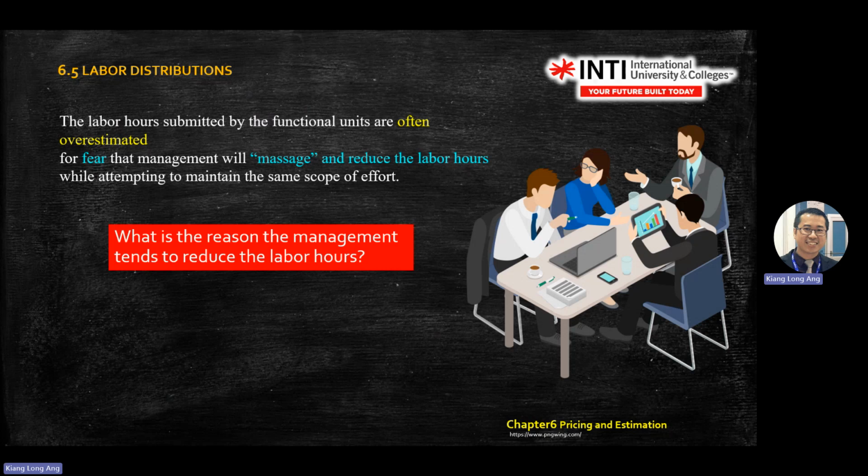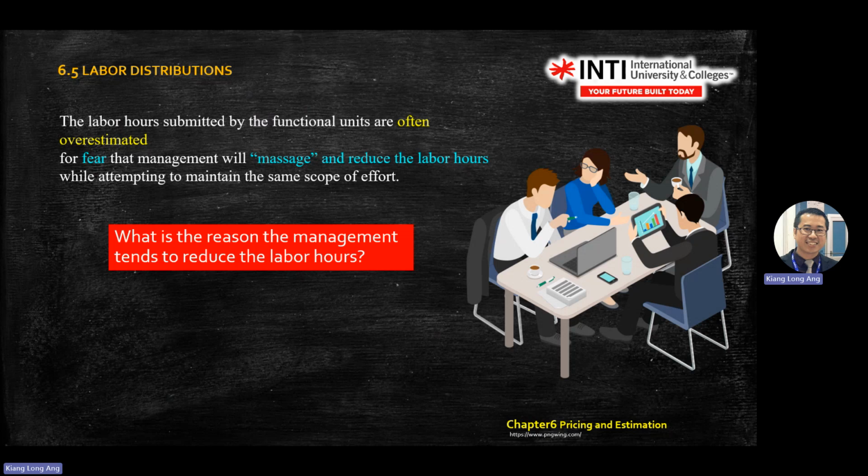So labor hours are submitted by functional units. If you're a production manager, normally your budget will be overestimated. Why? If you work in a China company, you know. You submit 10,000, management will not approve 10,000. They will give a discount. They will slash here, slash there. In the slide here it is called massage, they will squeeze down the budget.